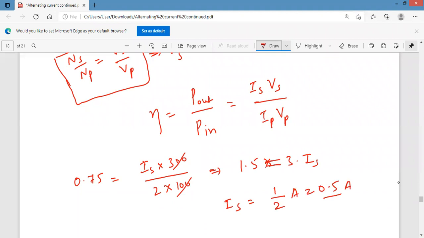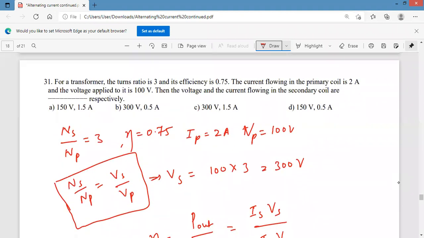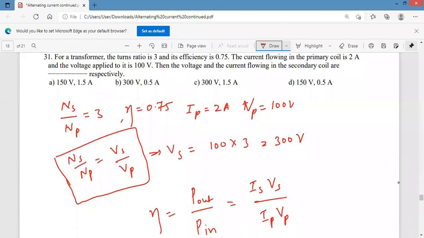So the option is the secondary voltage and the current, that is 300 volt and 0.5 ampere. Option 1 is the correct answer.